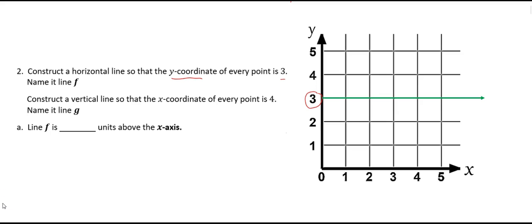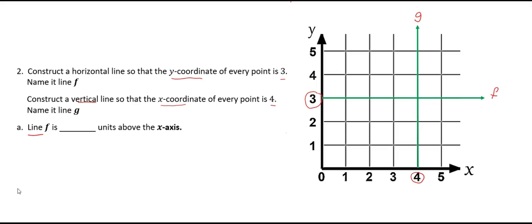Here's my line, and I will label it F. Any point along this line would have a y-coordinate of 3. Now let's construct a vertical line so the x-coordinate is 4. So for this line, every time I move over from the origin, I would move over 4 first, and then I would go up. So it's going to be a vertical line that runs through the 4 on the x-axis. And I'll label that line G.